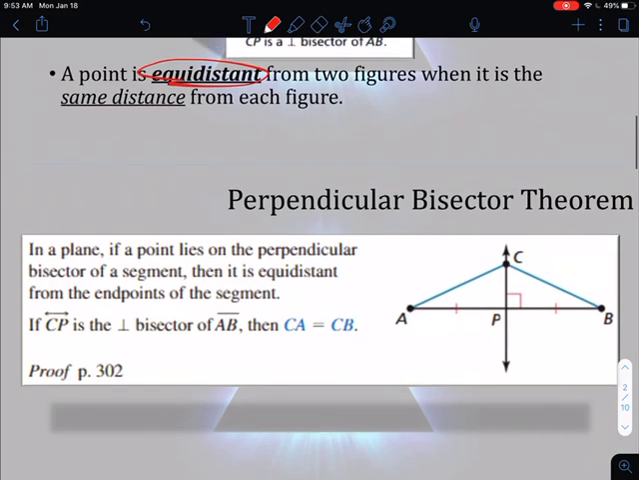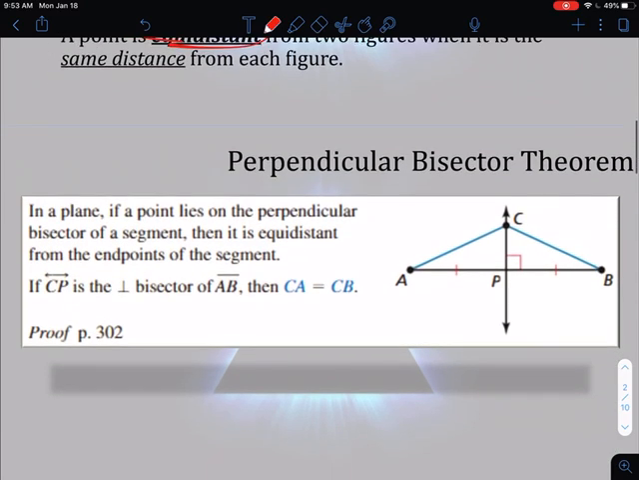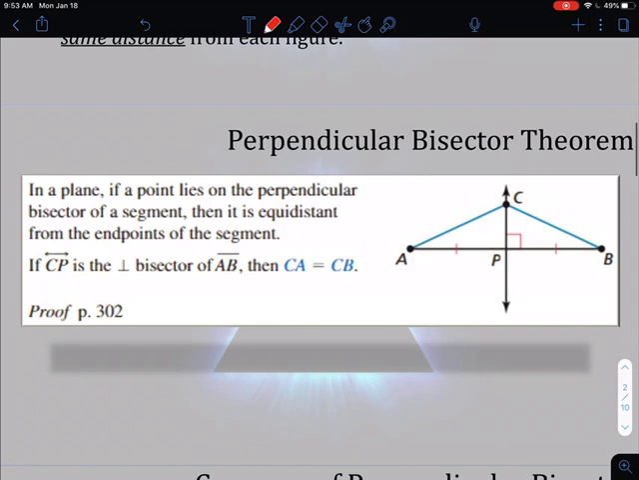Now with this perpendicular bisector, the theorem that goes along with it says that if any point lies on the perpendicular bisector, then it's equidistant from the endpoints. What we're talking about here in the picture to illustrate this, we see that line PC. It's perpendicular, and it cuts this line segment AB in half. Those two pieces of information have to be there. So it's perpendicular and it cuts it in half.